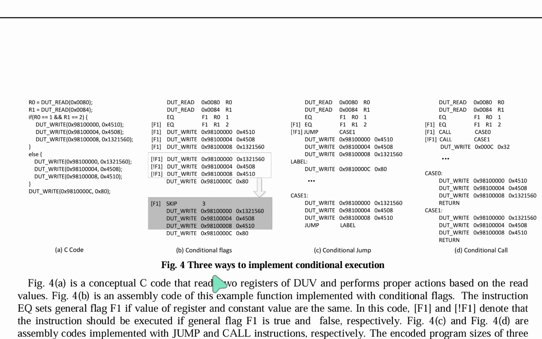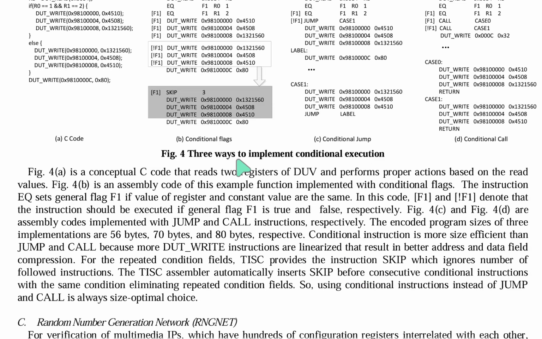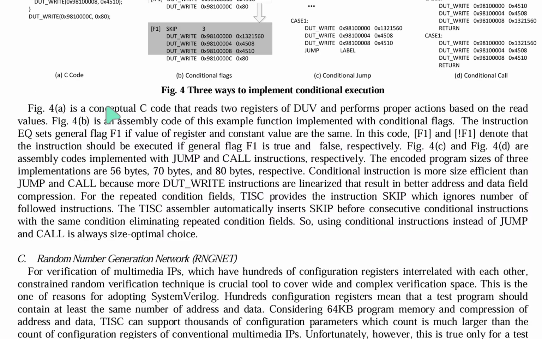Figure 4 shows three ways to implement conditional execution. Figure 4a is conceptually C code that reads two registers of the DUV and performs the proper actions based on the read values. Figure 4b is just assembly code of this example function implemented with the conditional flag. The instruction EQ sets general flag F1 if the value of a register and a constant are the same.